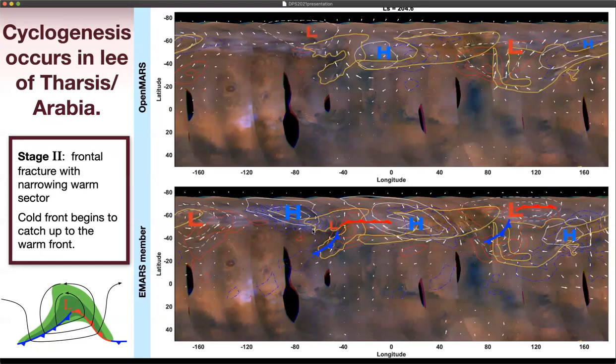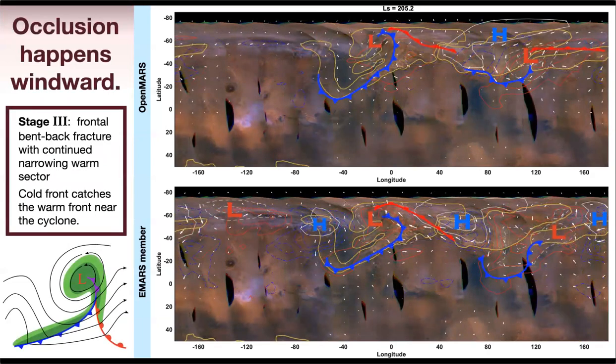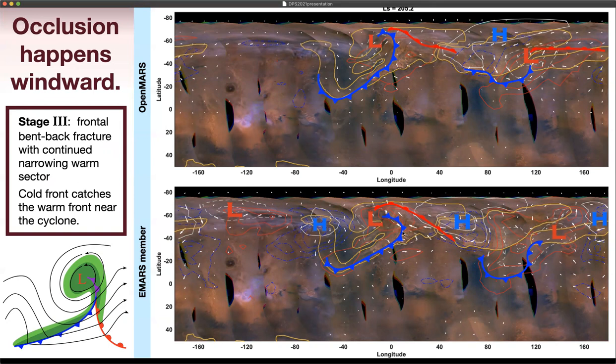And we'll see this more prolifically as we move on into stage 3, where we begin to get to the mature stage of these cyclones. The eddies are reaching their strongest extent: the coldest and warmest temperatures and the deepest, highest lows and highs. The cold front is really beginning to catch up to the warm front. We're starting to get occlusion right near the low pressure centers.